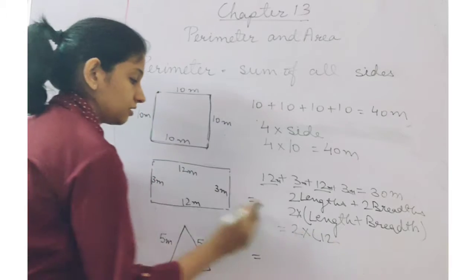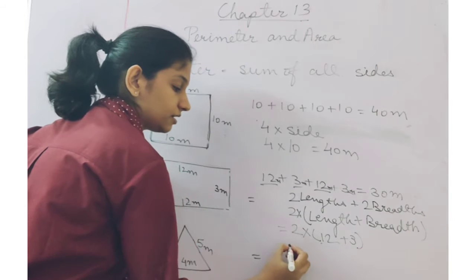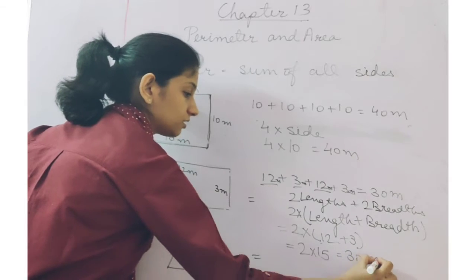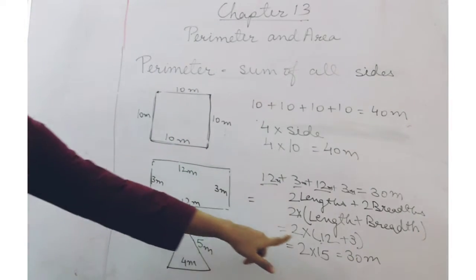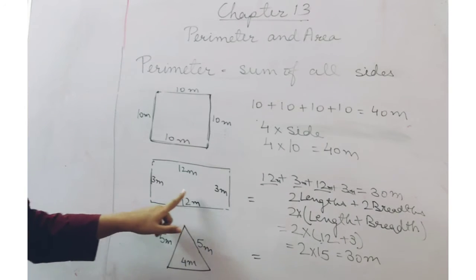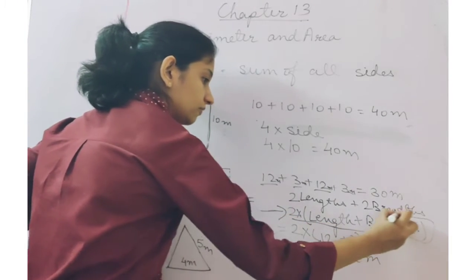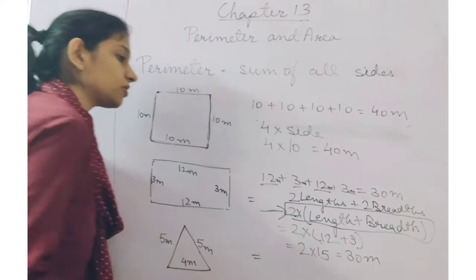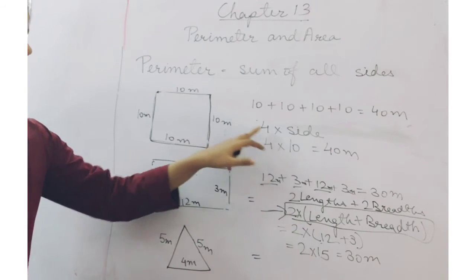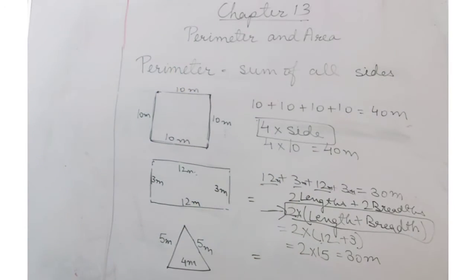Now what is the length? 12 meter. What is the breadth? 3 meter. So 12 plus 3 will be 15. 2 into 15 will be again 30 meters. So here also the perimeter is 30 meters. Now we come to this triangle. Okay. So this is one formula for calculating the perimeter of a rectangle. Because always the units are not going to be so small, so to make the calculation easier, we have devised this formula. This is for calculating the perimeter of a square and this is for calculating the perimeter of a rectangle.